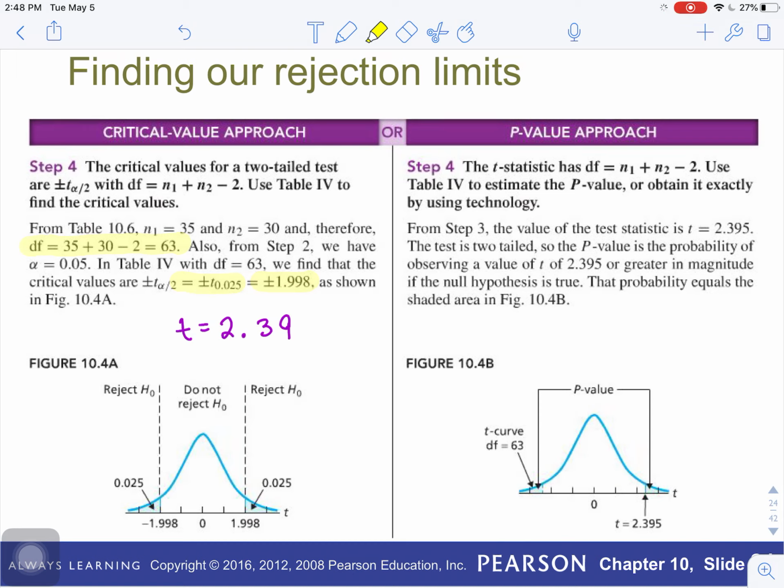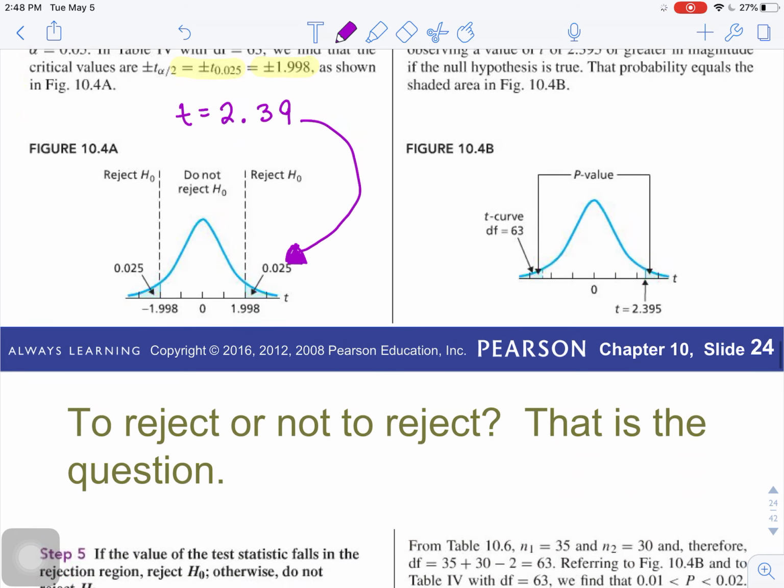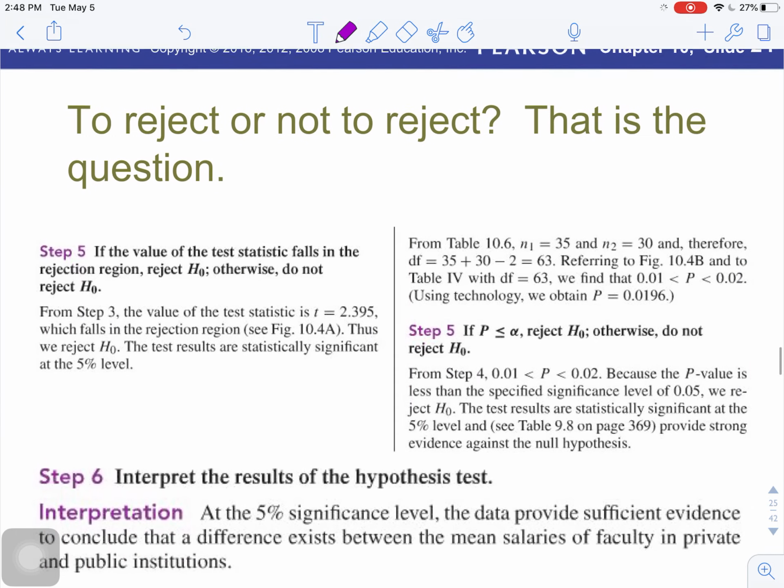When you find that in your column, you're going to get 1.998. Sorry, you guys, my cat's trying to get in the middle.